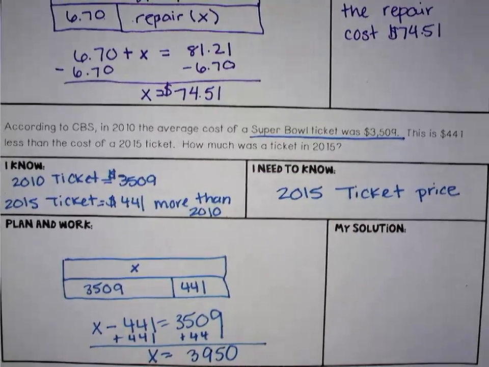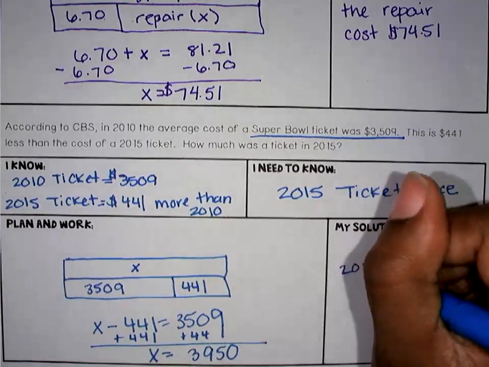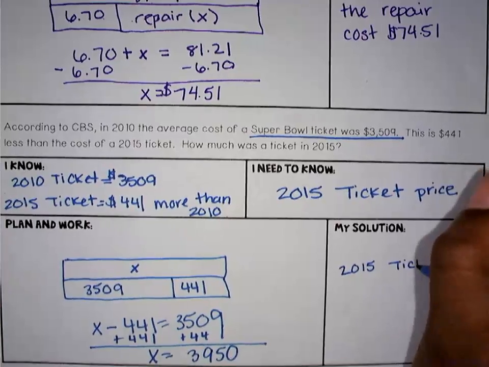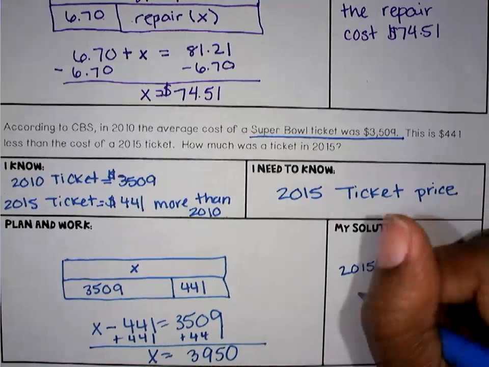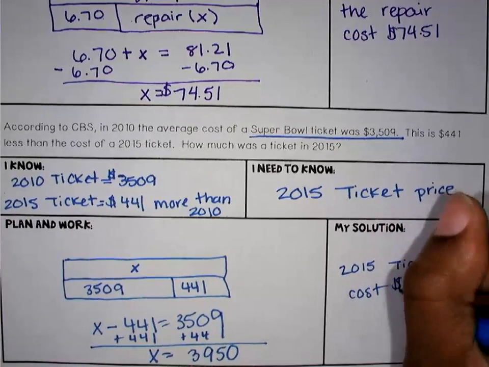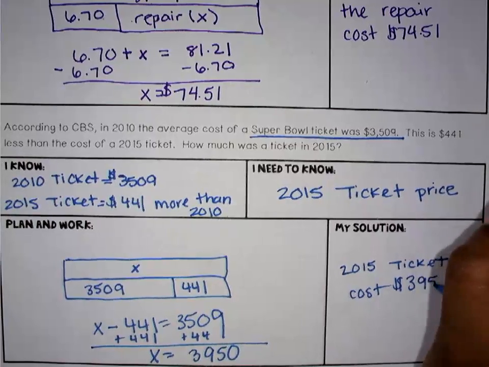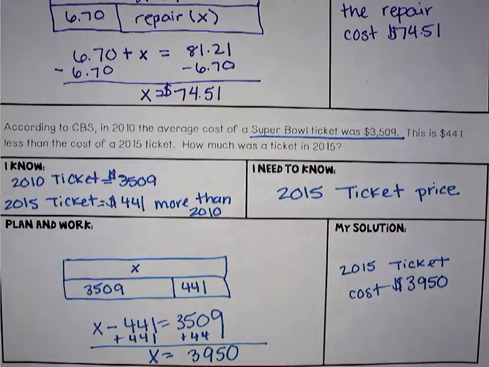So for your solution, you would say the 2015 ticket costs $3,950. Okay, if you need to go back and rework those problems, go ahead. All right.